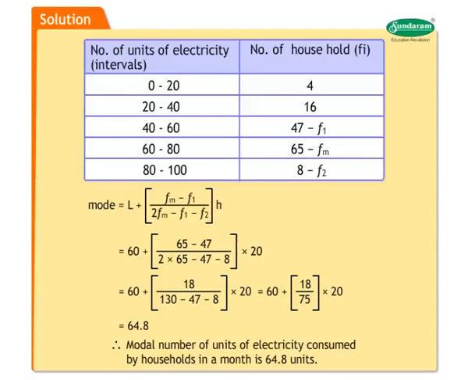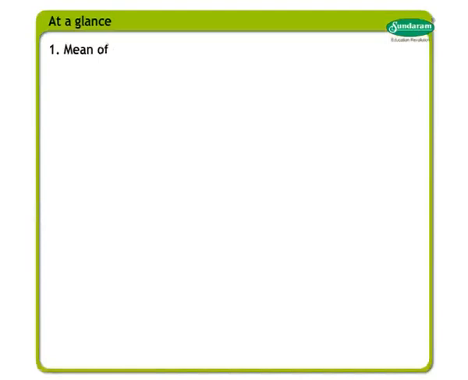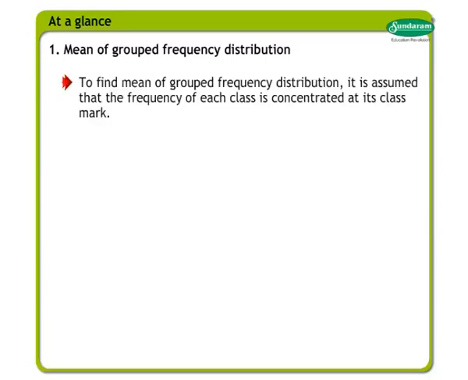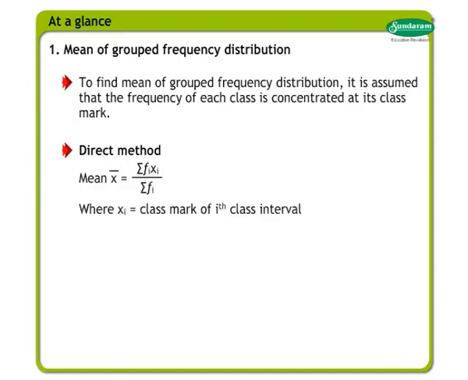At a glance. Number 1. Mean of grouped frequency distribution. To find the mean of a grouped frequency distribution, it is assumed that the frequency of each class is concentrated at its class mark. Direct method. Mean x bar is equal to summation of fi xi upon summation of fi, where xi is equal to the class mark of the ith class interval, and fi is equal to the frequency of the ith class interval.